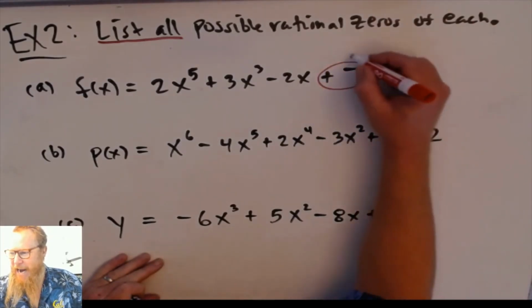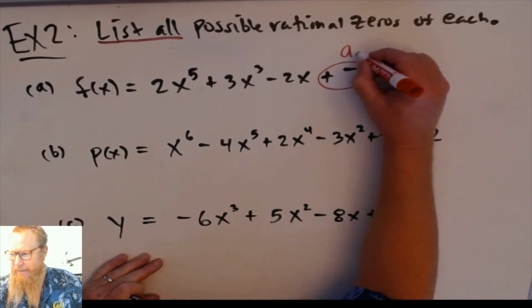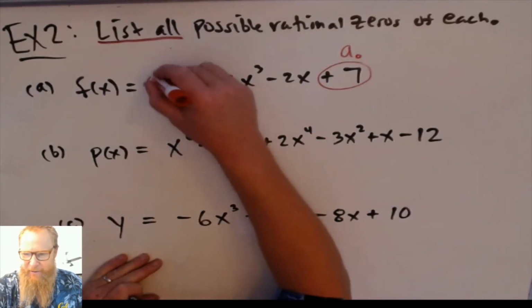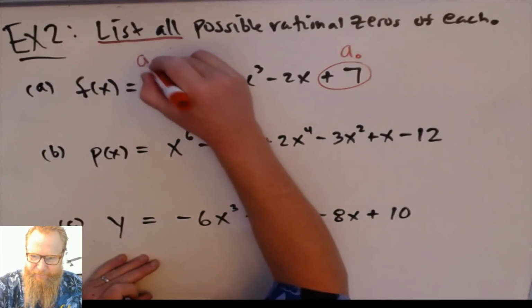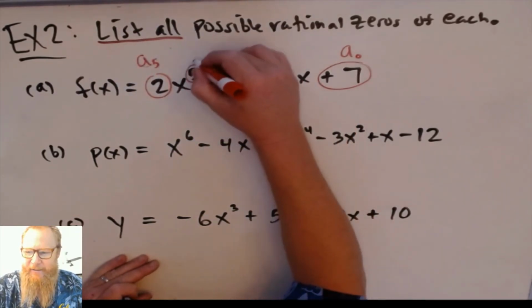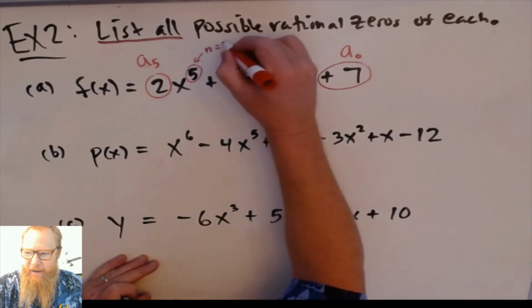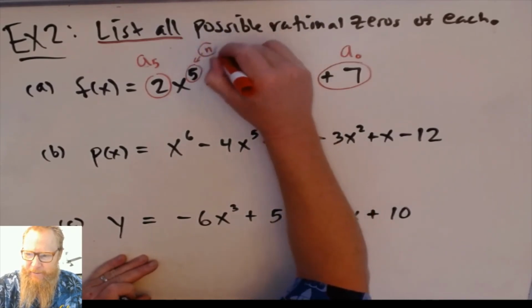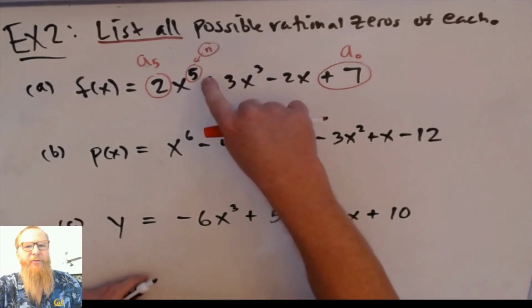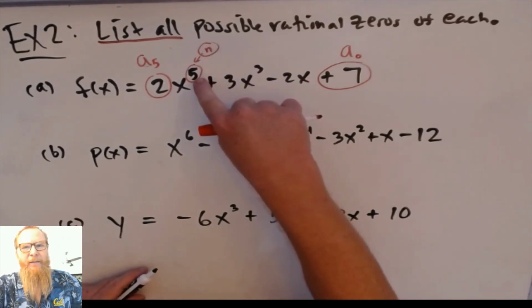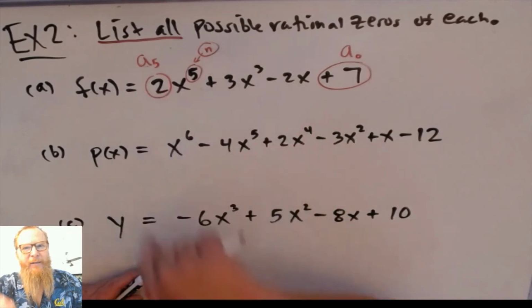So you have your a0, and then there's your an. This is called a5. So n is 5, the largest power. It's called an nth degree polynomial. And then we have the leader, which is a5.